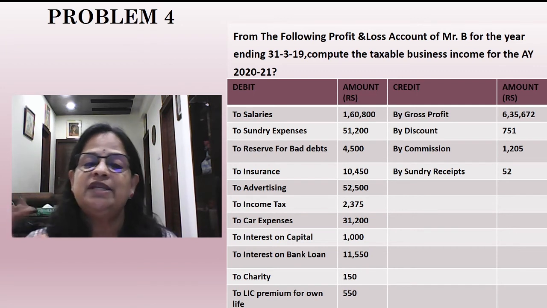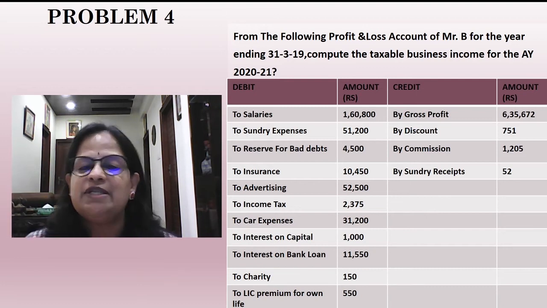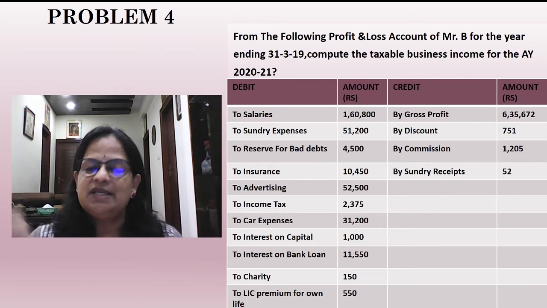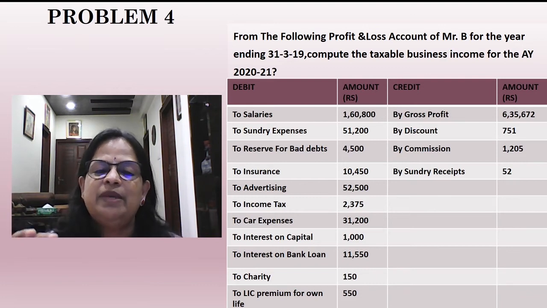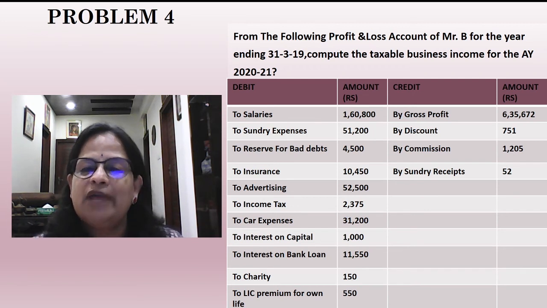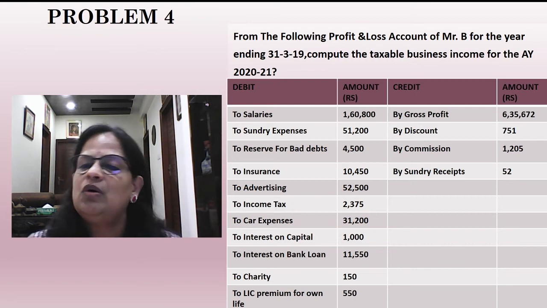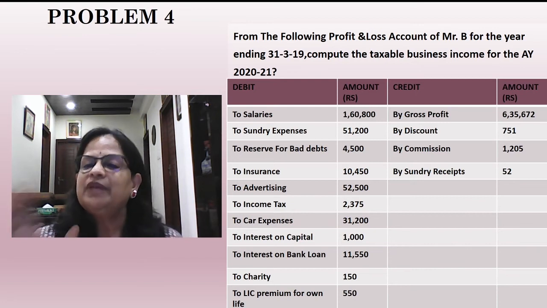Car expenses, you have to see whether there is any personal component. That will be there in the additional information. Interest on capital, it's not mentioned that it's for the personal, somebody personal or family member he is paying tax. We have to see whether there is any additional information related to that. Interest on bank loan, it's allowed. Usually business people will take loan for business. Charity not allowed. LIC premium for own life not allowed. Gross profit we don't have to consider because we are taking the net profit. Discount, commission and sundry receipts, all allowable expenses for business if there is no additional information related to that.